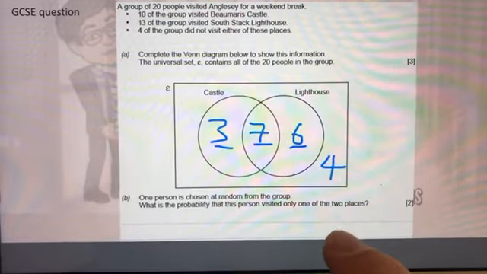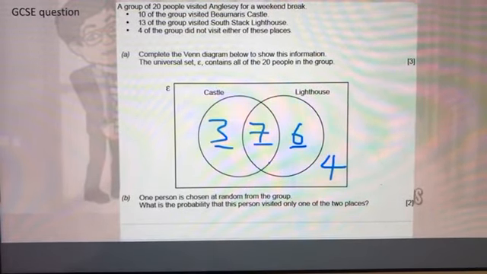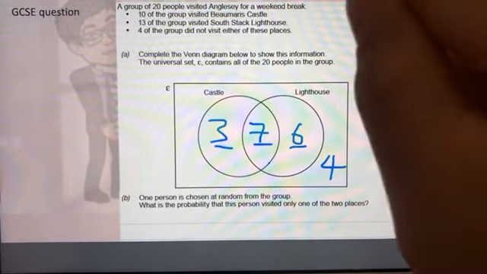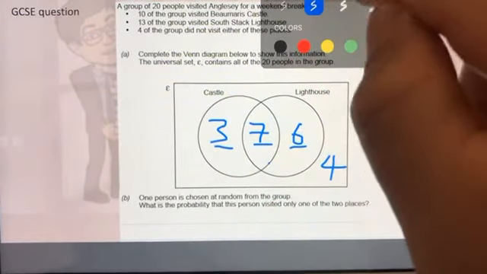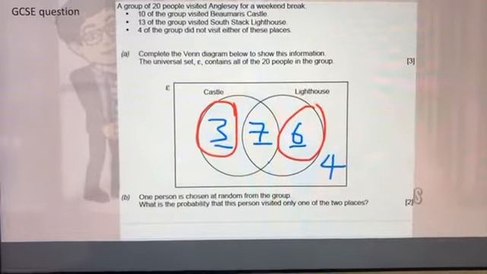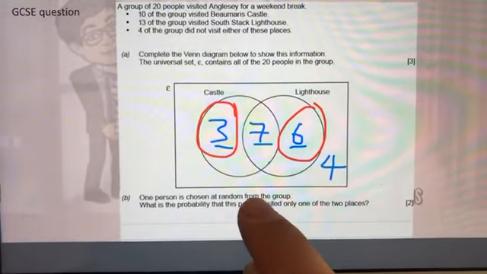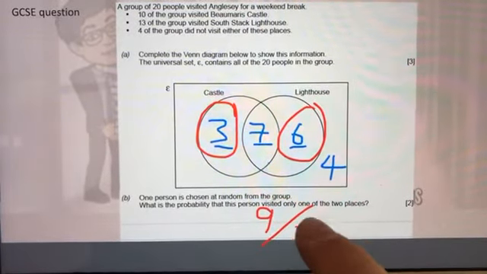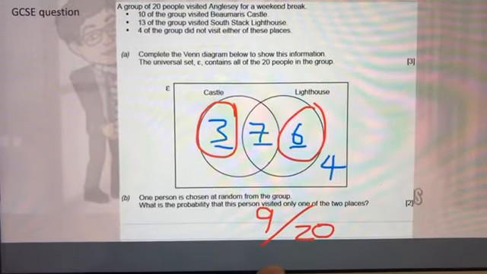One person's chosen randomly from the group. What's the probability they only visit one of the 2 places? The people that only visited 1 are this 3 people by here, and these 6 people by there. 3 and 6 is 9, out of a possible 20. 9 out of 20. All probability is a fraction, so make sure you get that bit right.